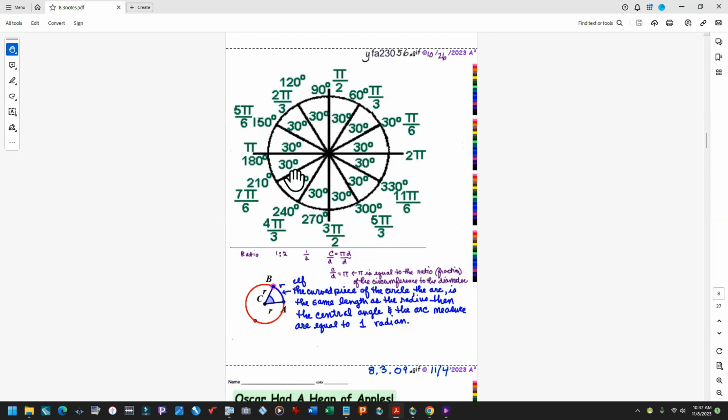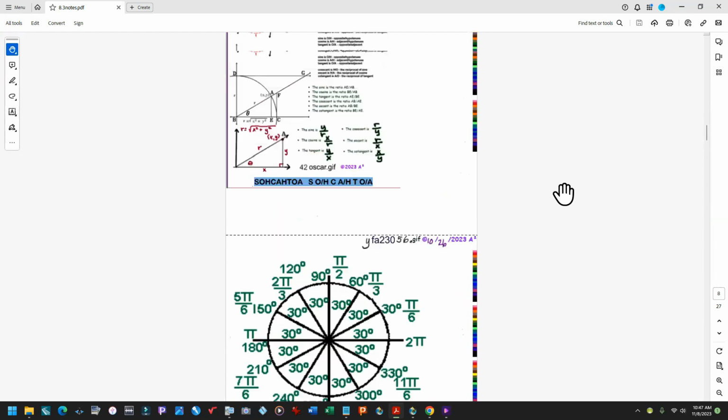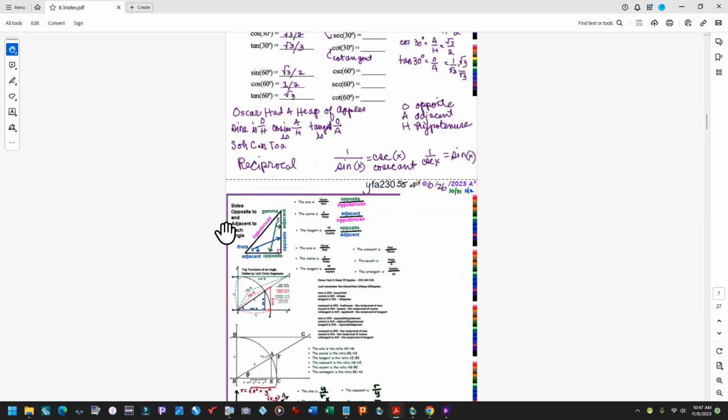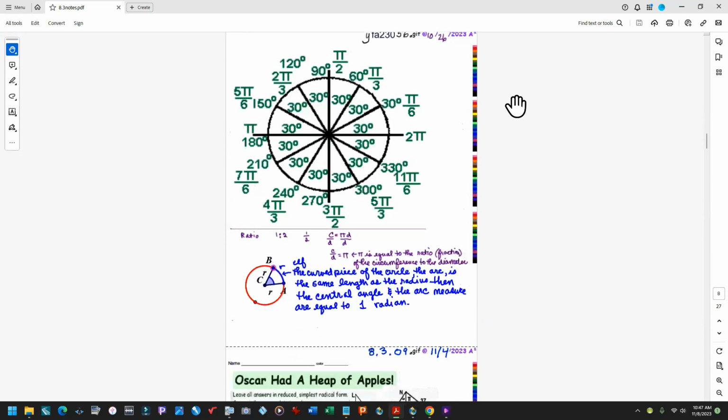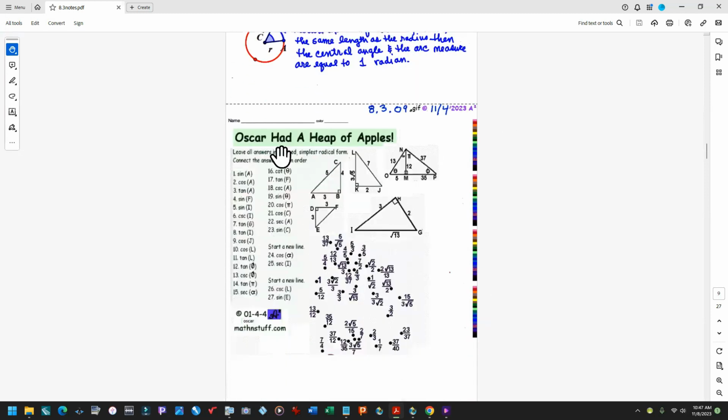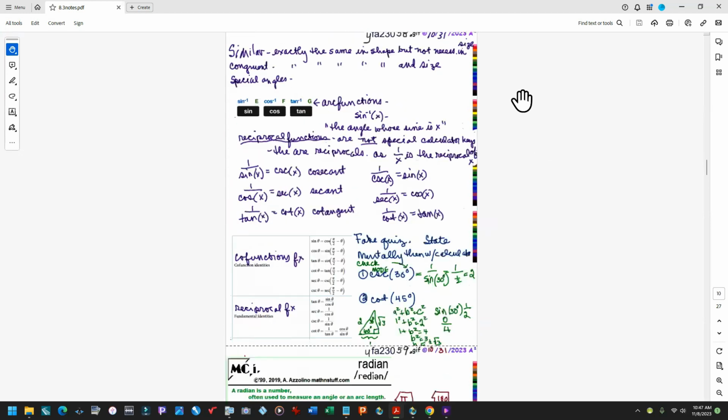For each of these angles, you can compute, using Oscar or SOHCAHTOA, the trig functions of those angles, and that gives you I gave you some practice here. You should have done this, connect the dots. We then looked at the reciprocal functions and the co-functions. Co-functions, you think complement. We're not going to worry about that today. We've just looked at the reciprocal functions.